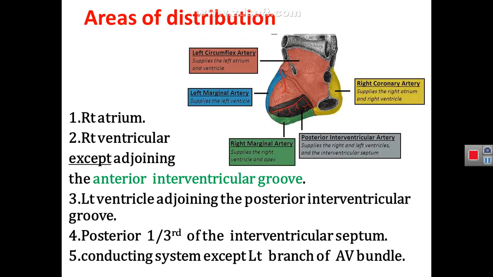Also, posteriorly, you can see that the right coronary artery supplies the left ventricle adjoining the posterior interventricular sulcus, and also it supplies the posterior one-third of the interventricular septum and the conductive system of the heart, including the sinoatrial node, atrioventricular node, and the right atrioventricular bundle of His, but not the left atrioventricular bundle of His.